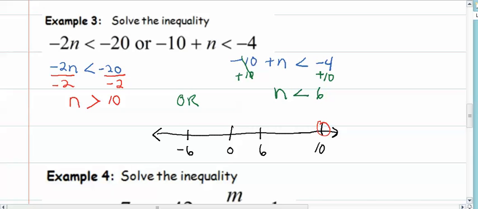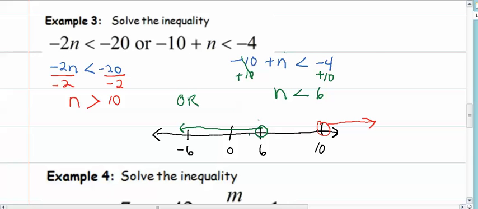Okay, and let's read it. N is bigger than 10, so it's going to go in this direction on forever and ever. And let's do 6. We're going to start at 6. Again, open circle. Okay, 6 is an open circle, and it says n is smaller than. It's going to go this way. So this is the or. They go in opposite directions.